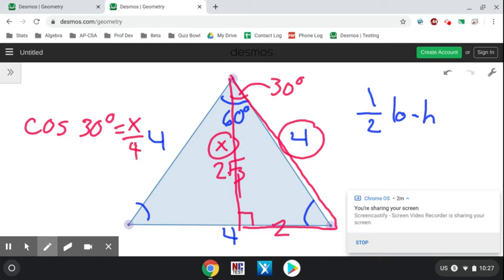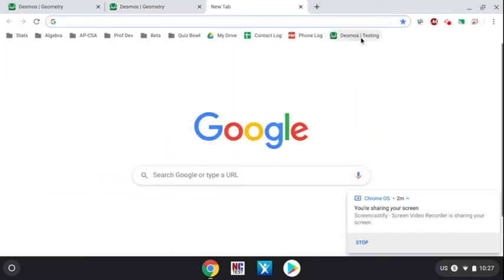To solve for x, I would multiply both sides by 4, so I'd have 4 cosine of 30 degrees equal to x. And at this point, I'm just ready to finish solving this with a calculator. If I wanted to get an exact form, I would have to know what cosine of 30 degrees was. At that point, I would need special triangles probably. Let's go ahead and pull up Desmos, though.